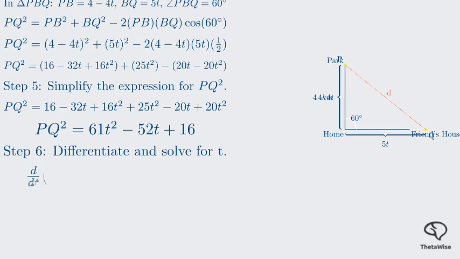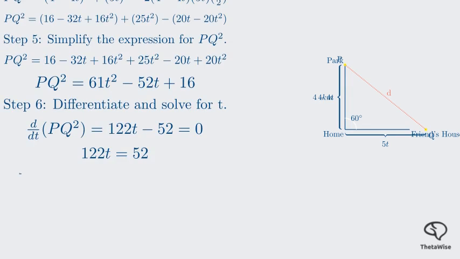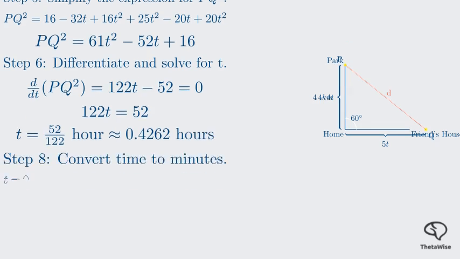Step 6. Differentiate with respect to t. The derivative of PQ squared is 122t minus 52. Setting this to 0, we solve for t. We find that t equals 52 over 122 hours. To get the answer in minutes, we multiply by 60. This gives us approximately 25.57 minutes. This answers the first part of the question. The minimum distance will occur after about 25.5 minutes.